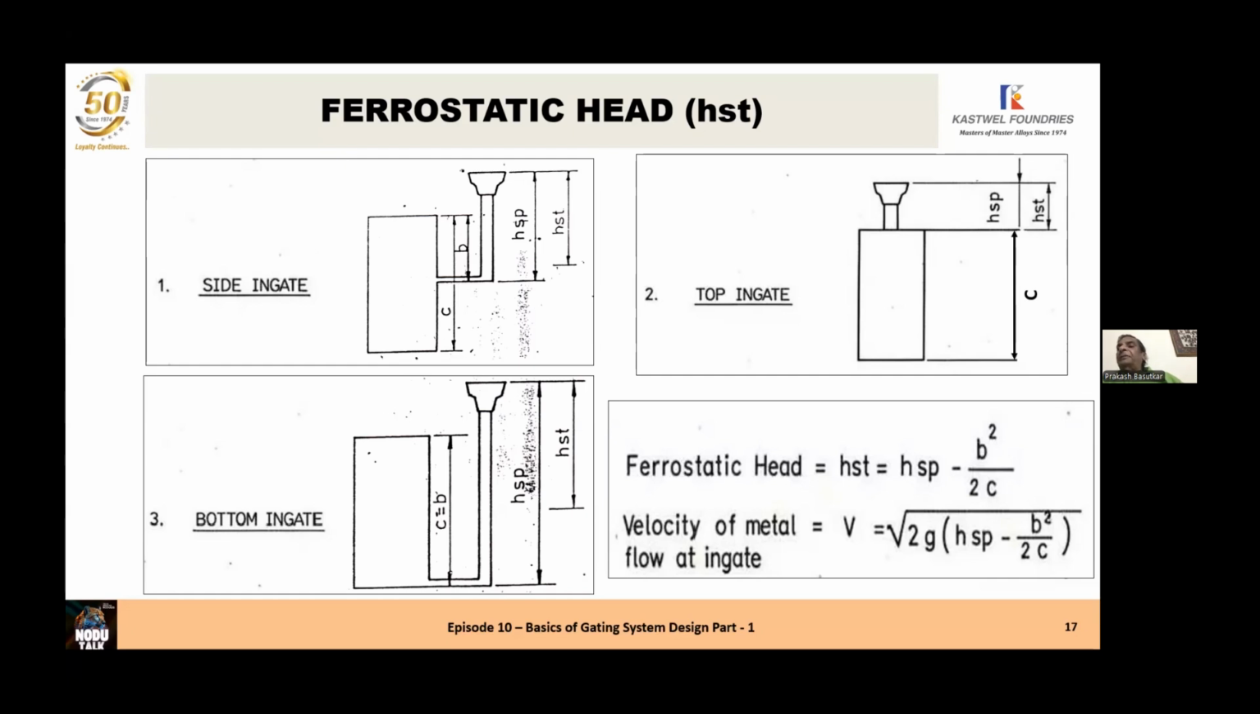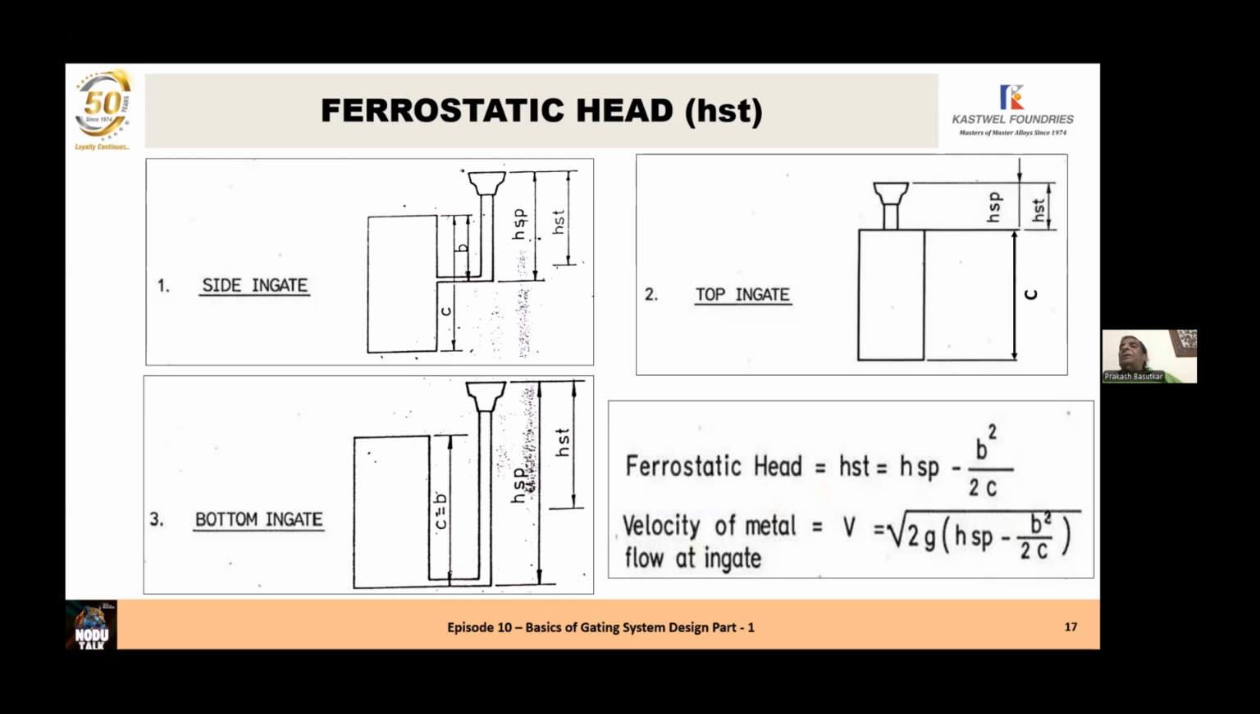The ferrostatic head is the height of the metal from the top of the pouring basin to the top of the runner bar. That's the ferrostatic head, or the height of the ferrostatic pressure. Now B is the part of the casting above the parting line, and C is the total height of the casting. So ferrostatic head is from the top of the metal surface in the basin to the top of the runner bar. Sprue height is the height of the sprue from the top of the metal surface in the pouring basin to the bottom of the runner bar.